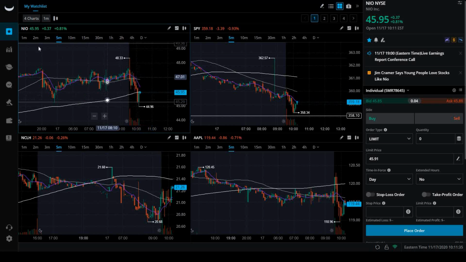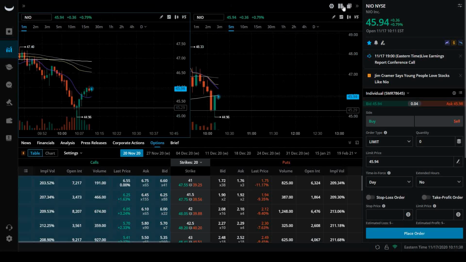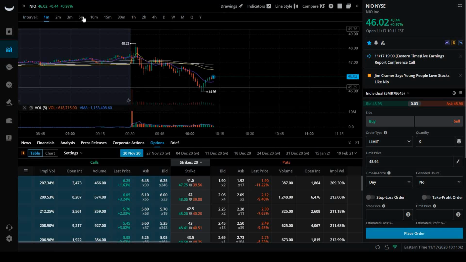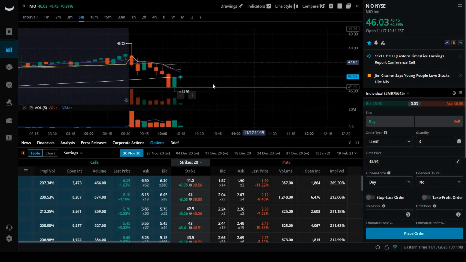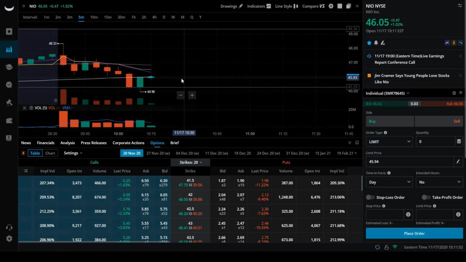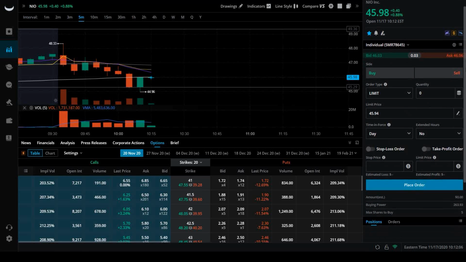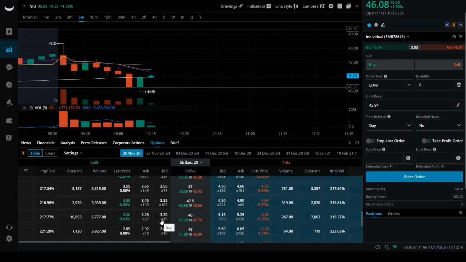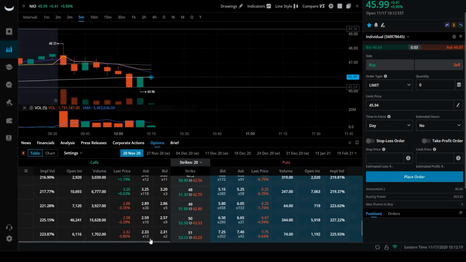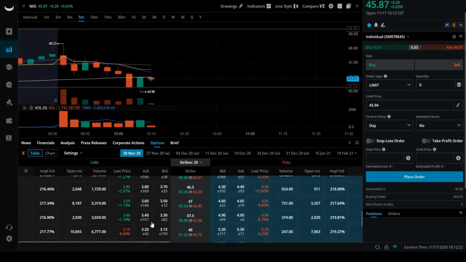I noticed NIO took a big dip for the first 40 minutes. Now it's reversing, so I'm going to go to the 5 minute chart and get in for the hold over the 200 moving average, and holding 46. I don't want to buy it below $46. Man, these contracts got expensive for NIO. I have to go way outside the money. I can't afford any of these things.